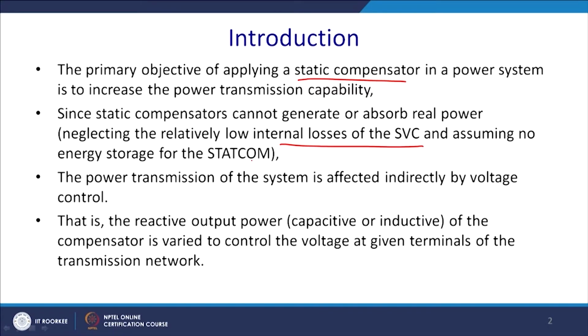The power transmission line system is affected indirectly by the voltage control, that is, the reactive power, capacitive or inductive, of the compensator is varied to control the voltage at the given terminal of the transmission network.